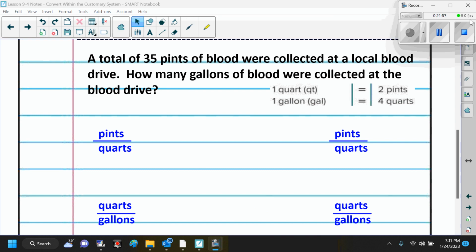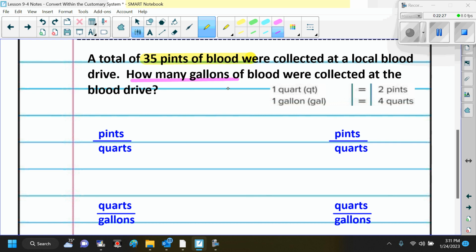All right, so for this last example, we have a total of 35 pints of blood were collected at a local blood drive. We want to know how many gallons of blood were collected at the blood drive. Now, what's the important information here? 35 pints of blood collected. And what do we want to figure out? How many gallons? Right. So we're going from pints to gallons.